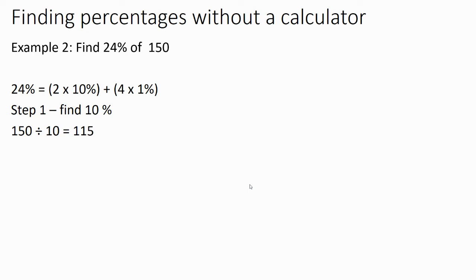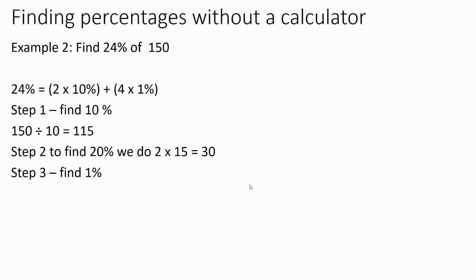How could we find 24% of 150? Here we would need to find 1% and 10%. 24% can be written as 2 lots of 10% and 4 lots of 1%. So let's start off by finding 10% again. 10% of 150 is 15, not 115 as it says there, sorry. And then we would times that by 2 to get 30. That's our 20%.